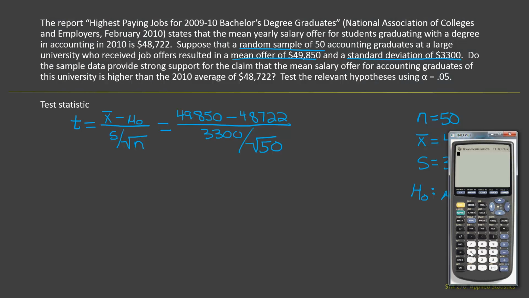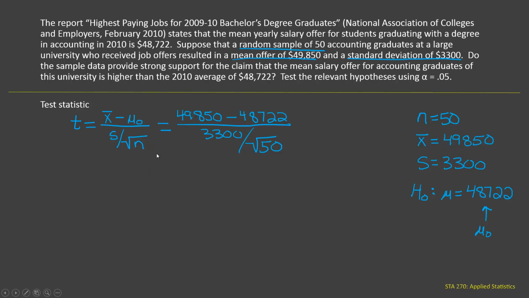So we have 49,850 minus 48,722, that's our numerator, divided by, use my parentheses, 3,300 over the square root of 50, and that's our test statistic here, approximately 2.4170.